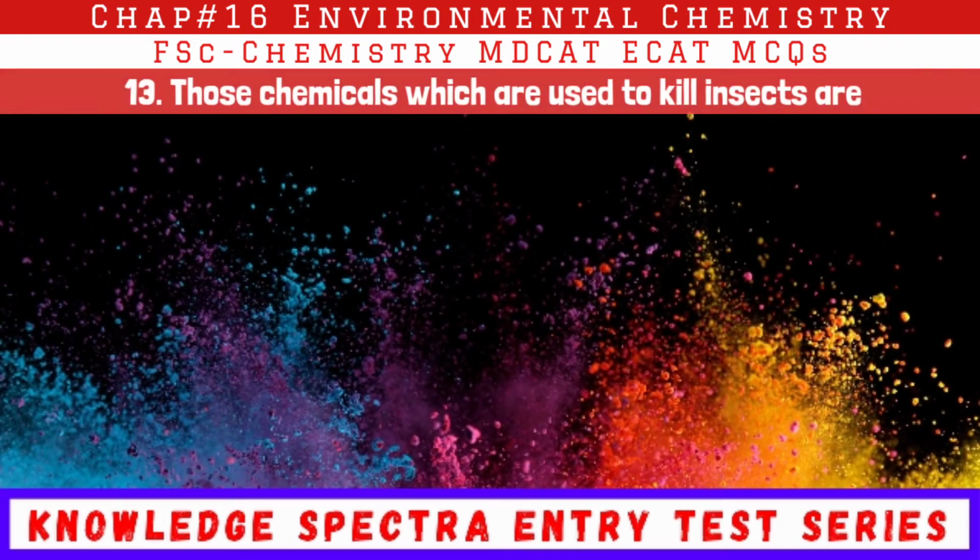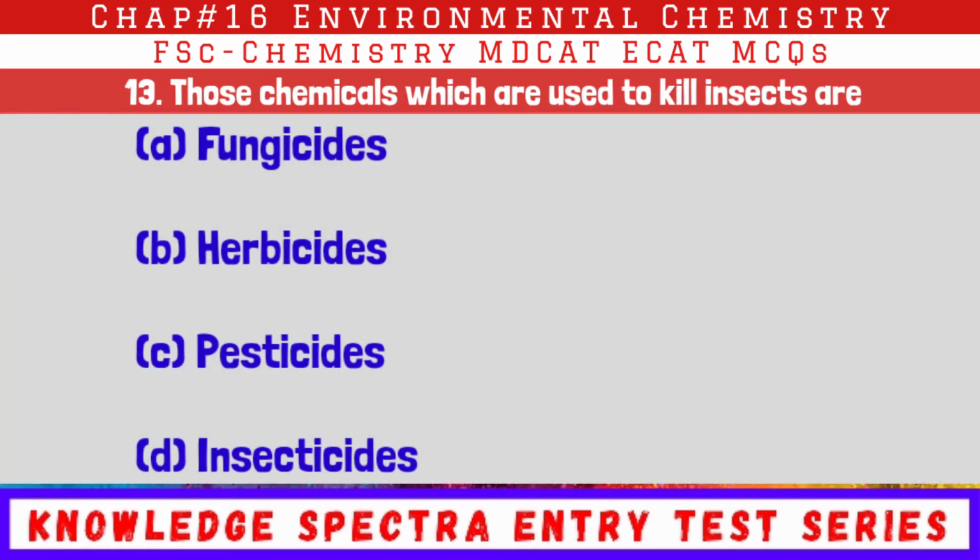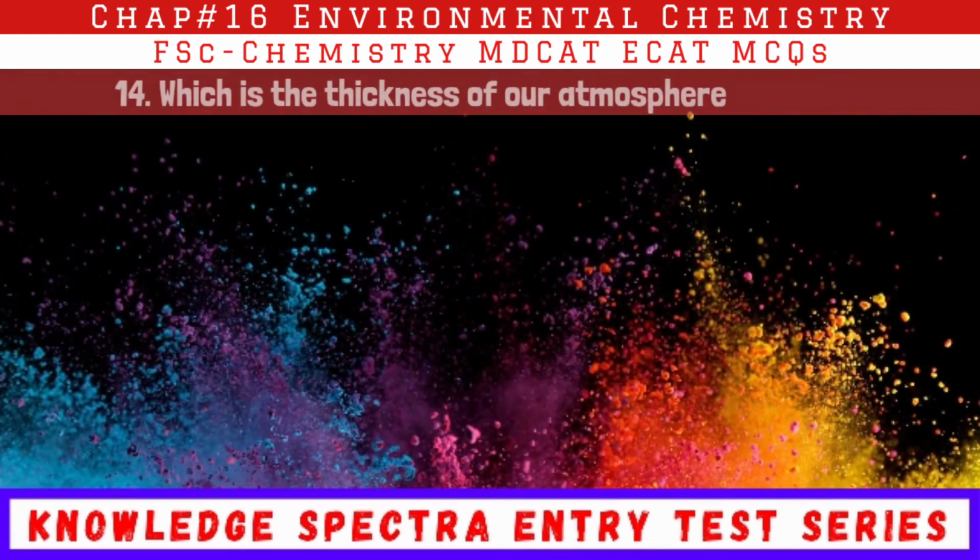13. Those chemicals which are used to kill insects are A. Fungicides. B. Herbicides. C. Pesticide. D. Insecticides. Correct answer is D. Insecticides.